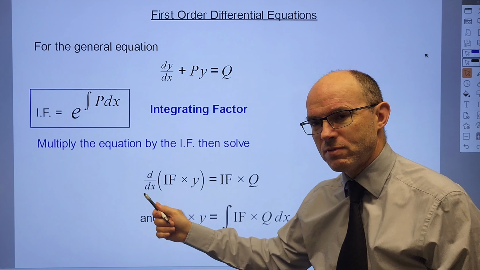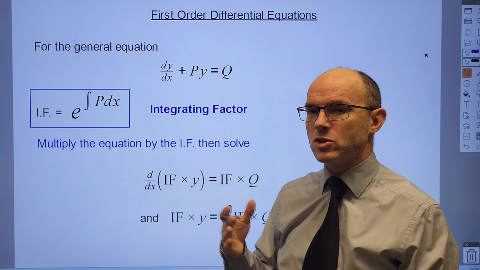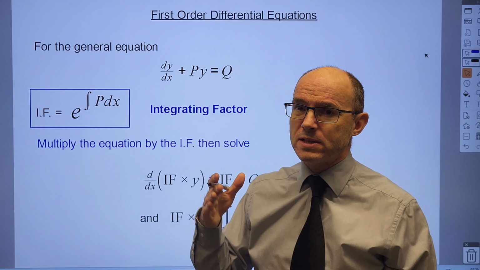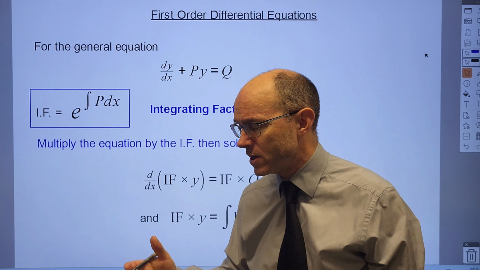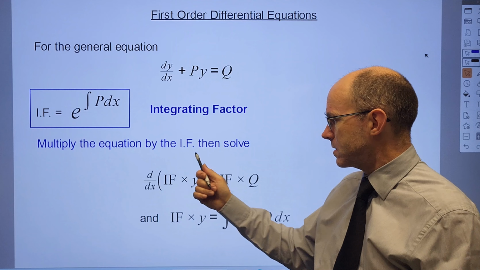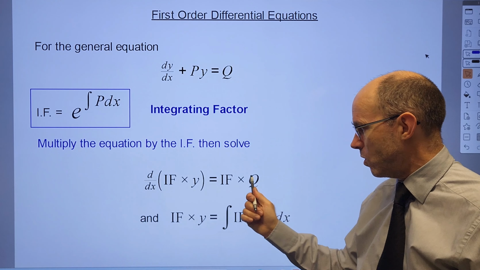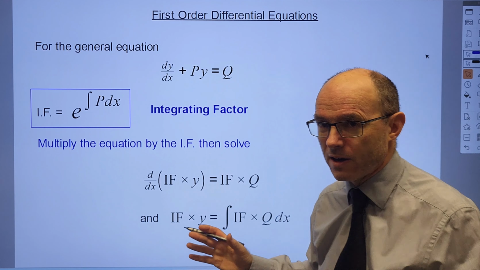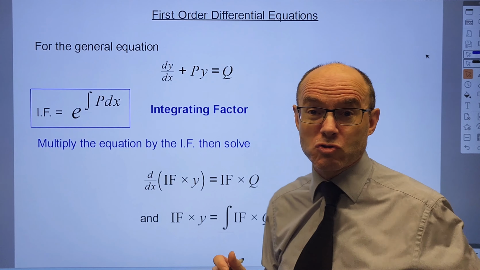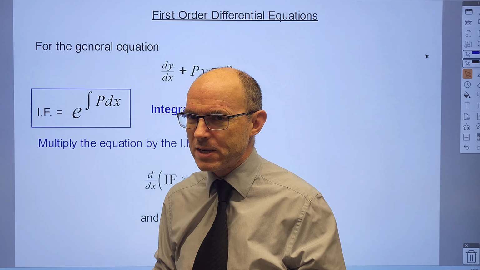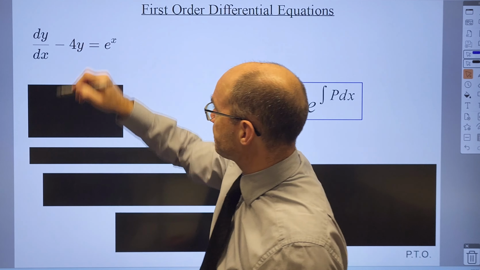And then if you've got the derivative equals something, to undo the derivative, you need to integrate, because integration is the reverse process of differentiation. So integrate to get IF times y, the integrating factor times y, equals the integral of the right-hand side. Okay, I'm just going to allow you to get a screenshot of that if you wanted to, and then proceed with the example. So here we go.